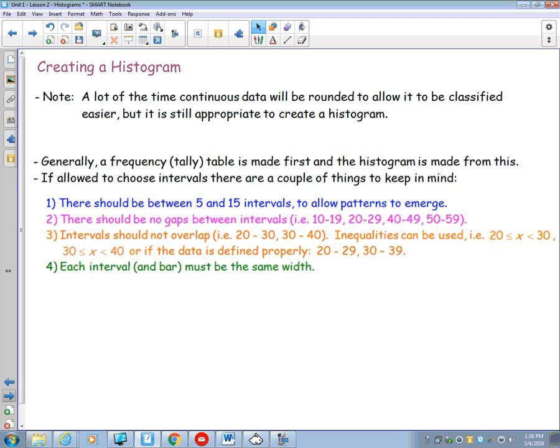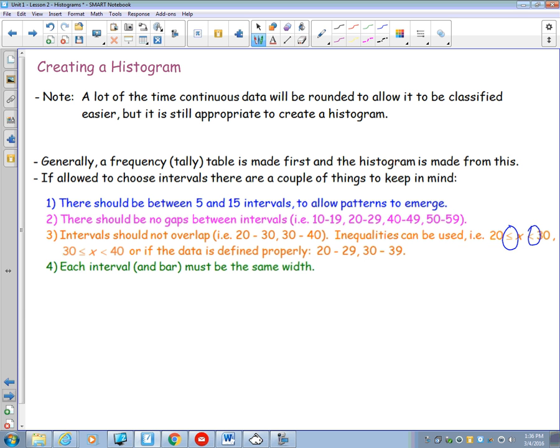Intervals cannot overlap. So 20 to 30 and 30 to 40 is a problem, because where would the number 30 fall? Which interval? So we generally use inequalities. 20 to 30, including 20 but not including 30. That's what this means, right? It does not include 30, but it does include the 20 because there's an equal sign there.